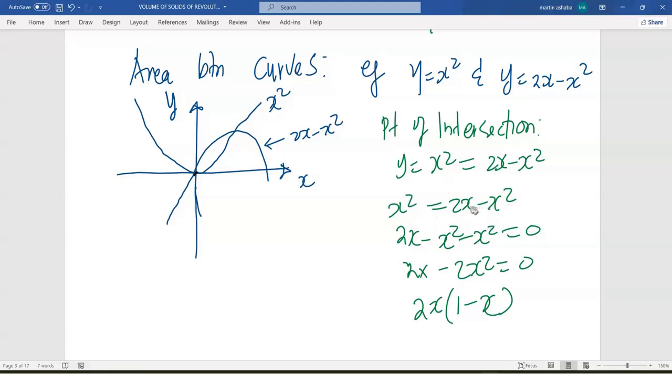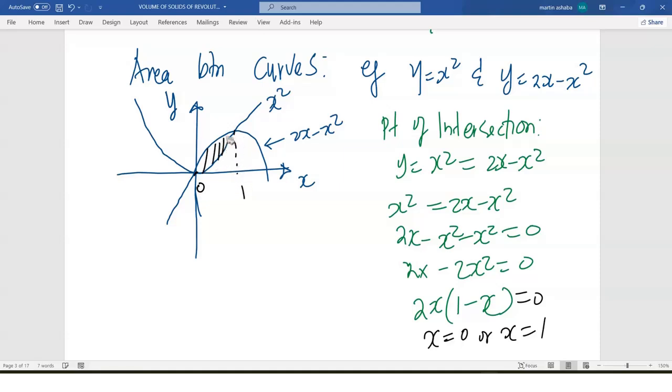Then 2x is still on this side of the equal sign. So I'll have 2x minus x squared, then minus this x squared, is equal to 0. So 2x minus 2x squared is equal to 0. If I factorize out the 2x, which is common, I will have 2x into 1 minus x is equal to 0. Therefore, x is either equal to 0 or x is equal to 1. So meaning I'll start from 0 here to 1.